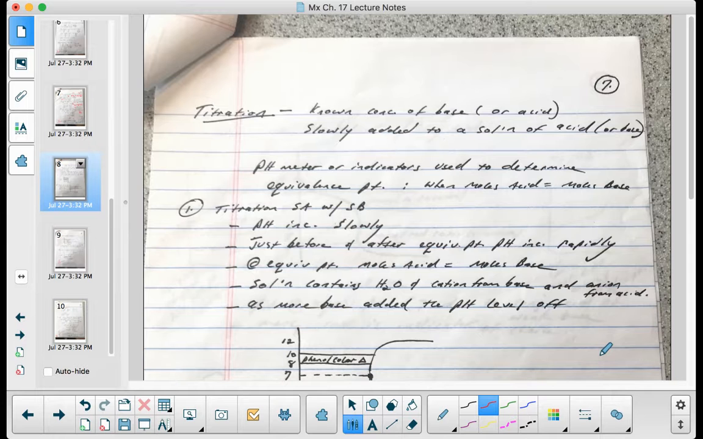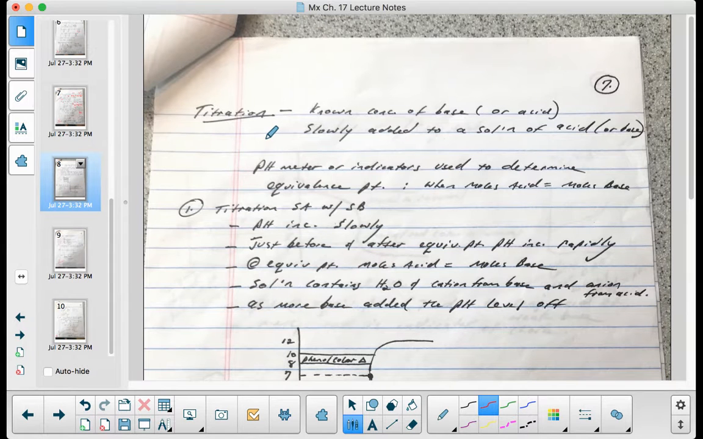Okay, the next thing we'll talk about is titration. Titration is a technique that's employed in chemistry to perform quantitative analysis on reacting solutions. So, how do we use it when we're talking about acids and bases?